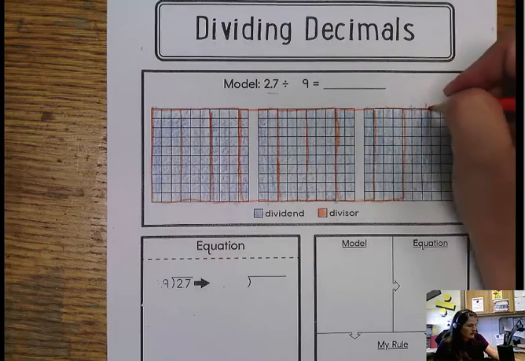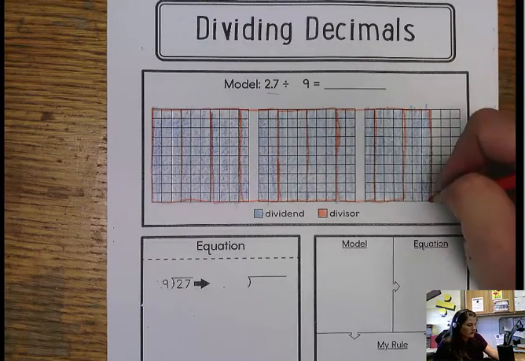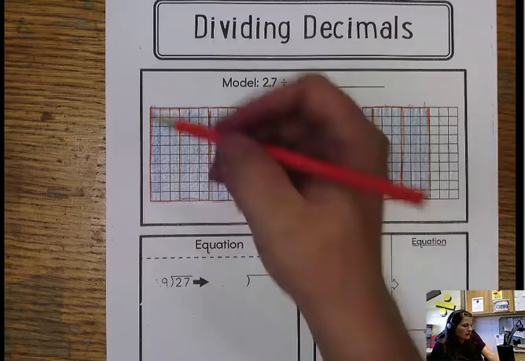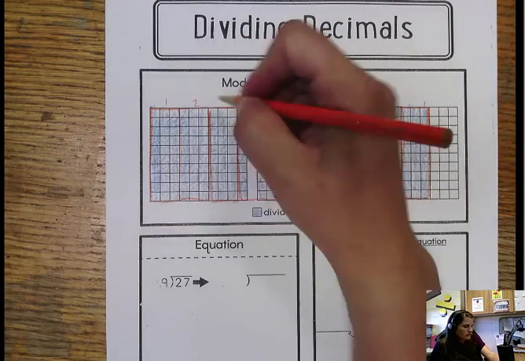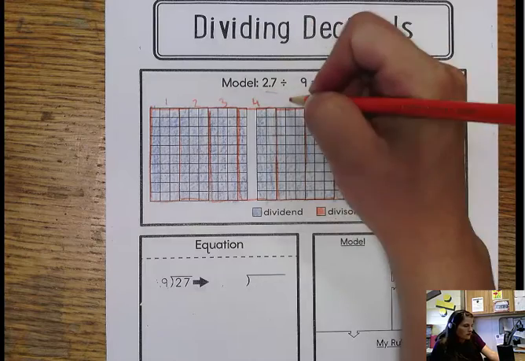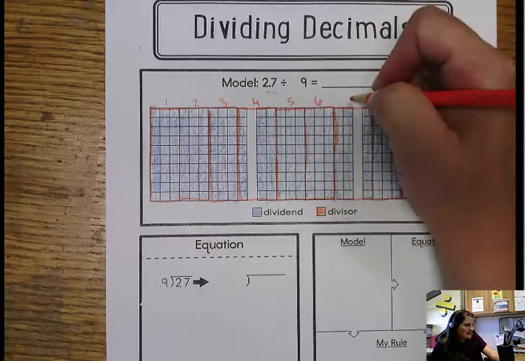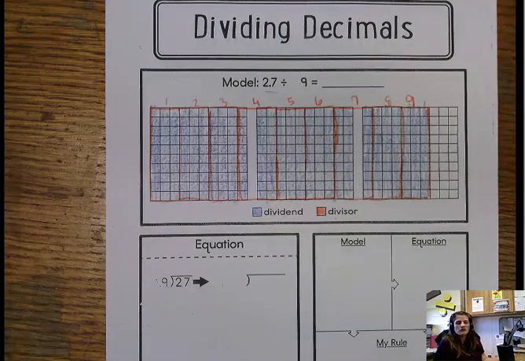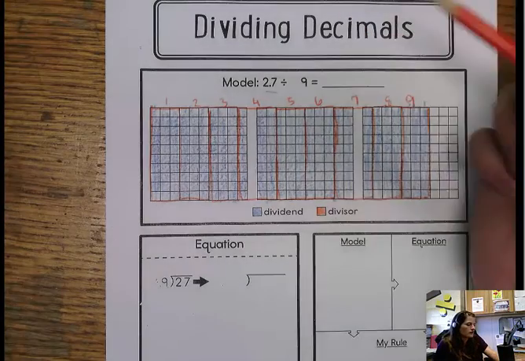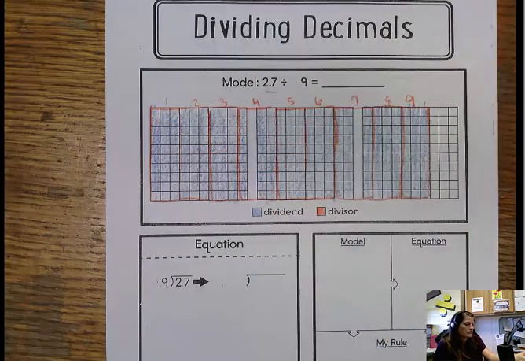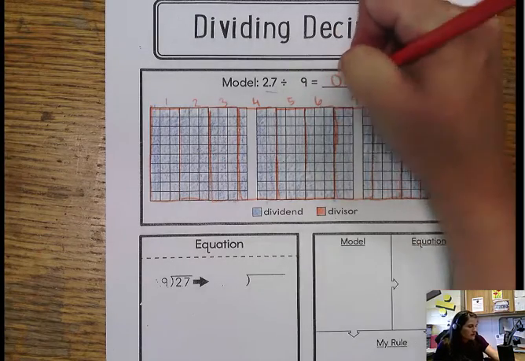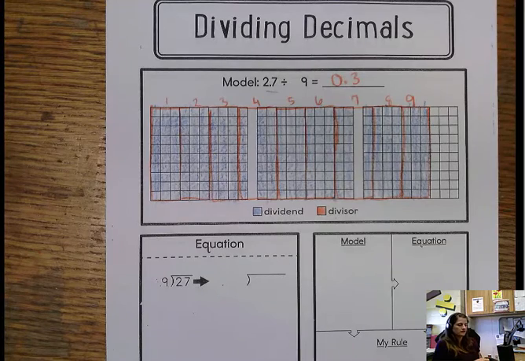Okay, so division takes apart a total and breaks it up into equal groups. And so let's just count our groups. I have 1, 2, 3, 4, 5, 6, 7, 8, 9 equal groups. And how much is in each group is 3/10. So my answer, or my quotient, is 3/10.